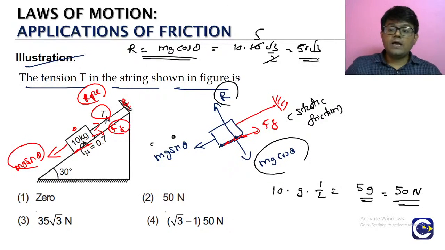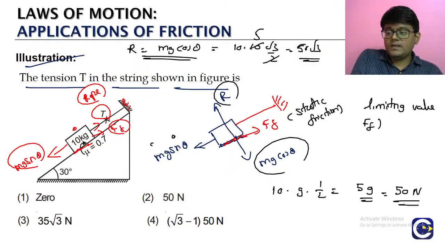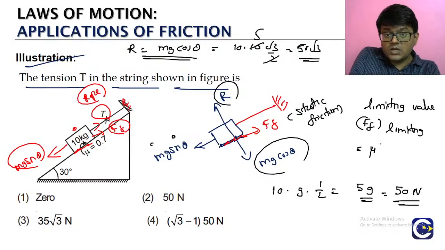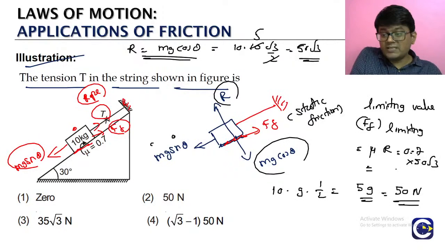Okay. Now, static friction. What will be the limiting value of the static friction? The limiting value will be mu, because we are assuming it to be the coefficient of static friction, right? Mu into the normal reaction. What is it? 0.7 into the normal reaction, which is 50 root 3. So 0.7 into 50 is 35. 35 root 3.